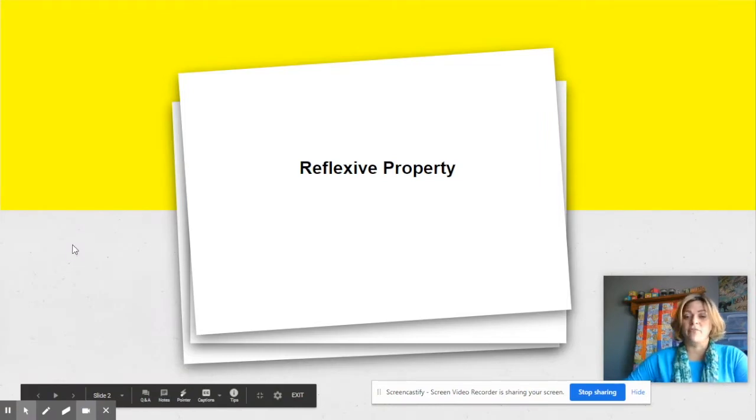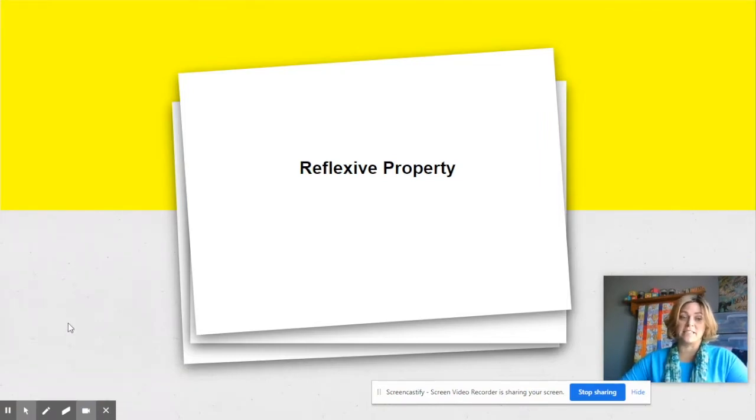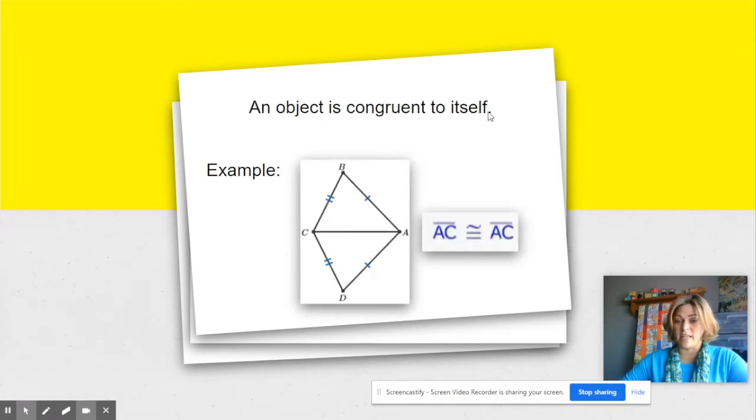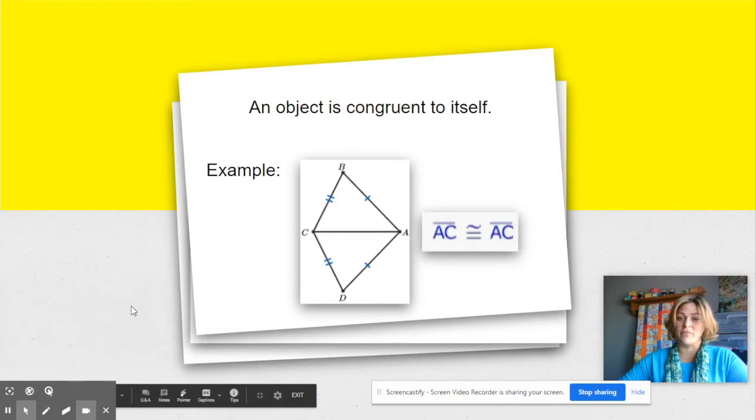Reflexive property. Reflexive property is basically stating that something is congruent to itself or equal to itself. So an object is congruent to itself. For example, this object, segment AC, is part of this top triangle. AC is also part of the bottom triangle. So they're objects part of two separate triangles, but they're actually the exact same thing. So when they're the exact same item, then you can say AC is congruent to AC. This is used often with proofs. So the reflexive property.